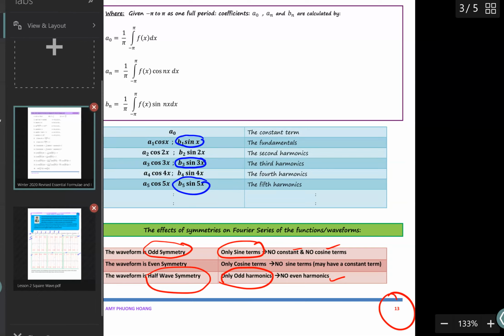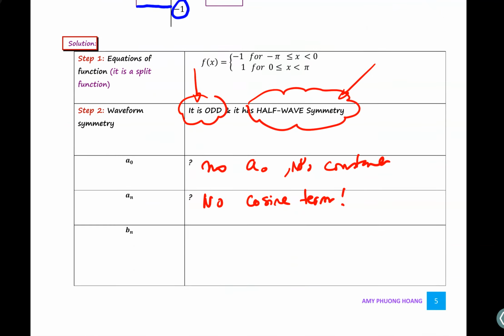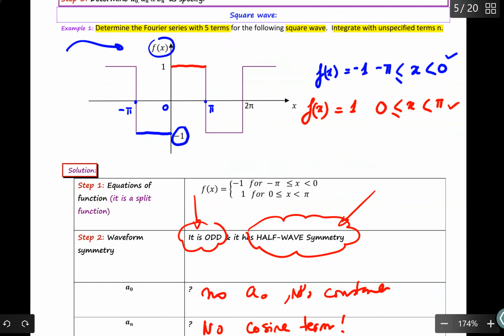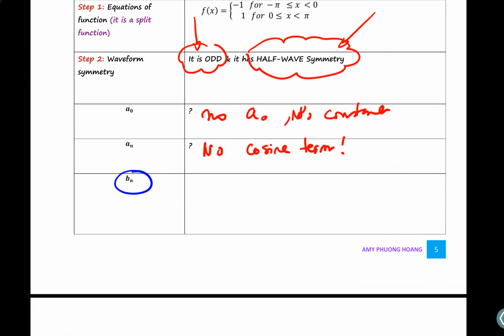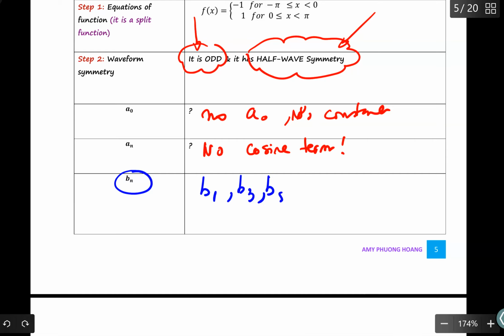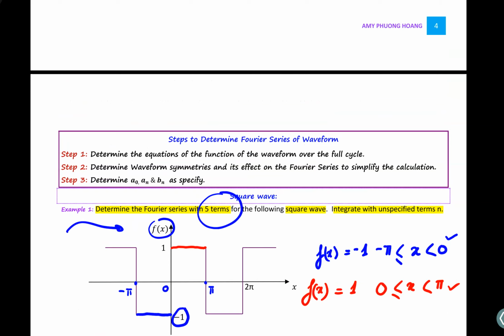Let's get back to our questions. I will write it down here. For this Bn, the question asks me to get 5 terms. So I will write it as B1, B3, B5, B7, and B9. These are the Fourier coefficients of this Fourier series, because I need to find those terms. To find those terms, I have to find the Fourier coefficients.